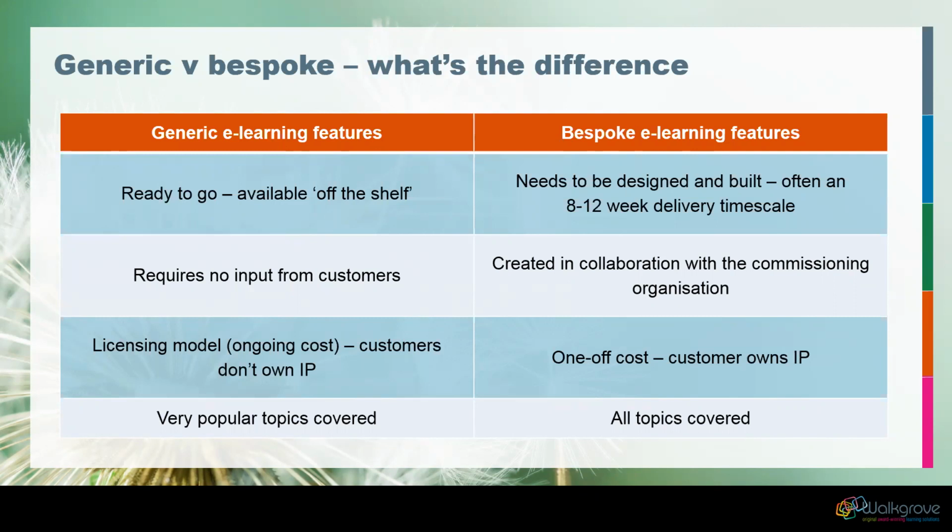There's usually a one-off cost, which sometimes might be too much for somebody, and they might say, actually, we haven't got that many learners, so we prefer the licensing model. But you, as the customer, own the intellectual property because it's been created for you. It's your course, you can go and do what you want with it. But what that does mean is there can be a one-off cost, which is larger than the ongoing cost per user.